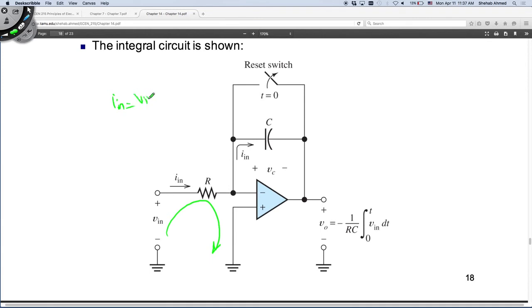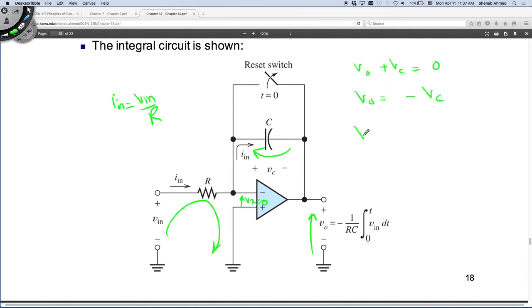V input over R. Okay? And if I go around this loop, and I know this Vx is equal to 0, I know that V output plus Vc is equal to 0. So V output is equal to minus Vc.